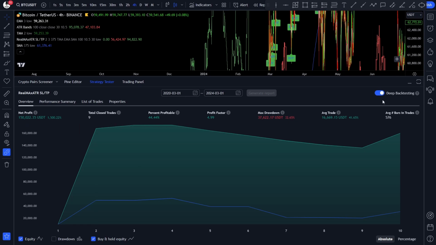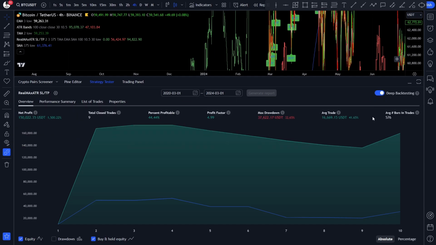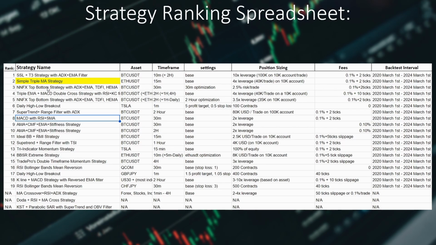Finally, to close out this video, let's take a look on the strategy ranking spreadsheet and check out where this strategy is placed among the more than 20 strategies I tested so far. And here we have the strategy ranking spreadsheet. Today's strategy was the simple triple MA strategy, and with these results it actually took the 2nd place out of the 19 strategies that I ranked. Those results are amazing, especially for a simple strategy like this.